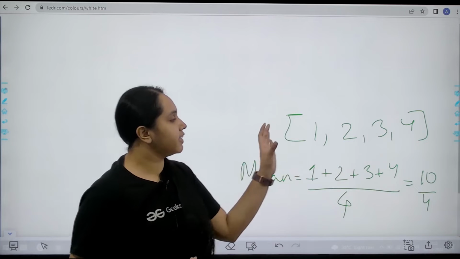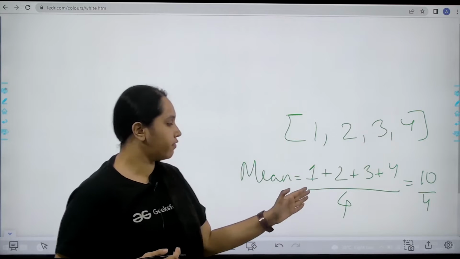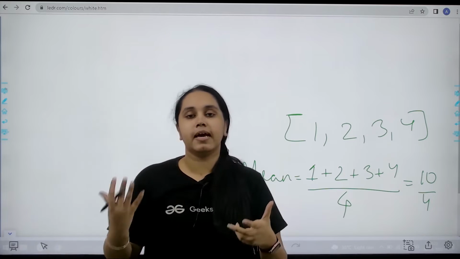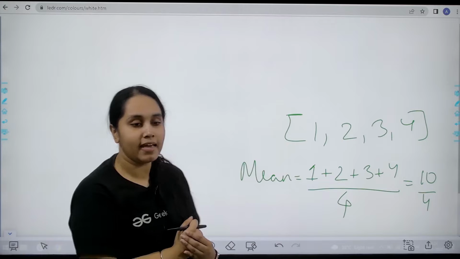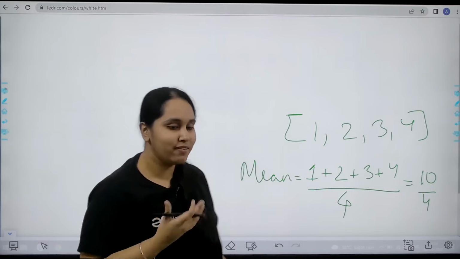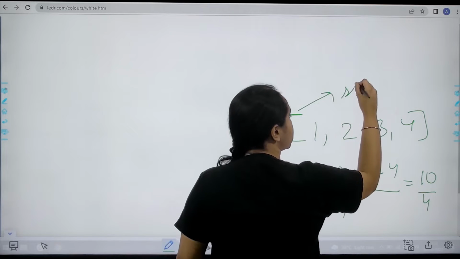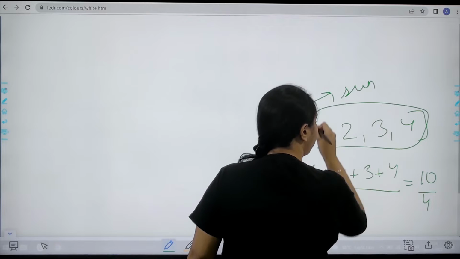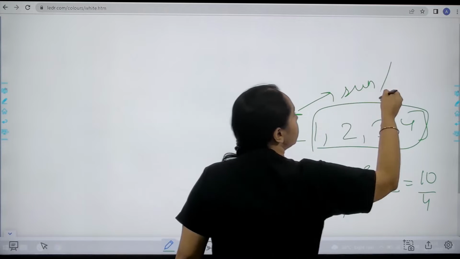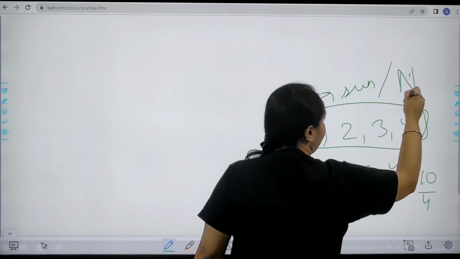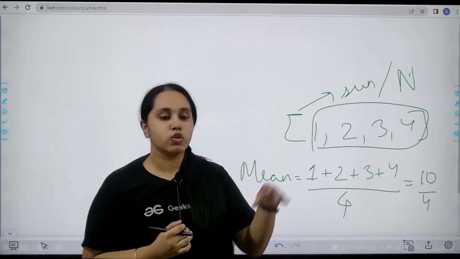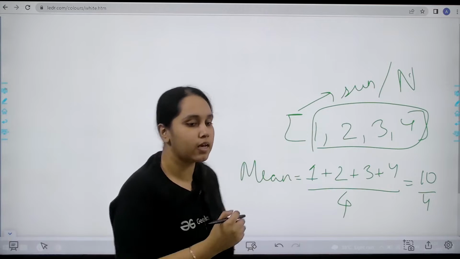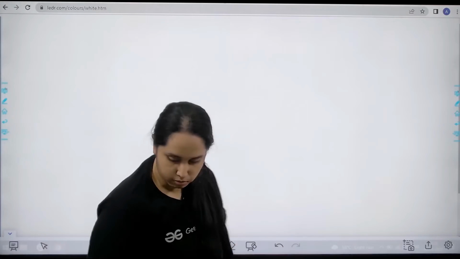So basically I need the sum of all the numbers divided by how many numbers we have. This is what we mean by mean. It is very easy. We will apply the built-in function sum to calculate the sum of these numbers, which we will divide by n, that is the number of values in the array. I hope the question is clear to you. Now let's move forward to the solution part.